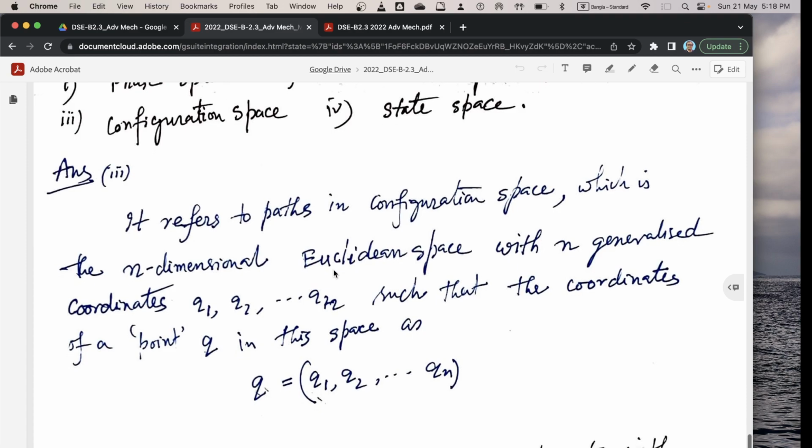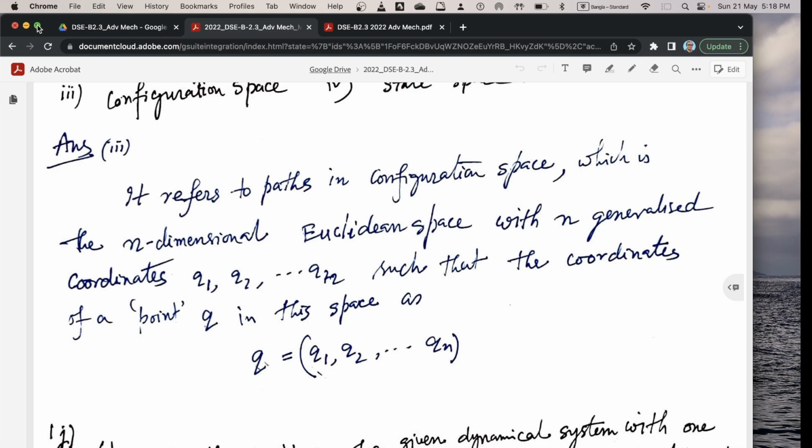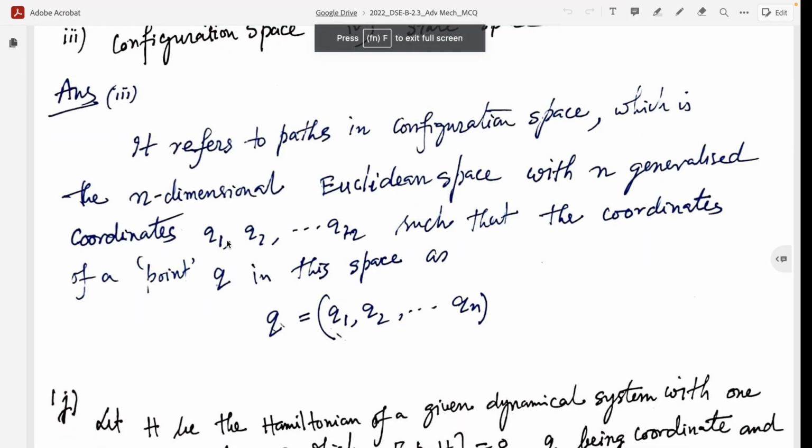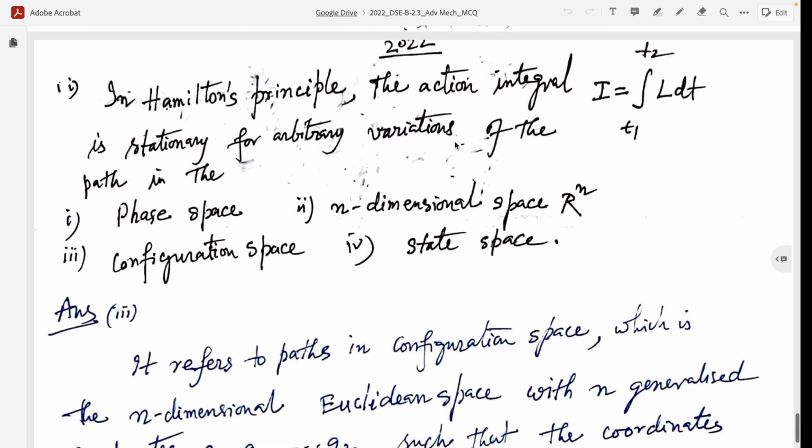The definition of configuration space is the n-dimensional Euclidean space within generalized coordinates q1, q2, ..., qn, such that the coordinates of a point q in the space are q equals (q1, q2, ..., qn). This n-tuple of coordinates is the point q, and this space is called configuration space. So Hamilton's principle action integral is stationary for arbitrary variation in the path in the configuration space.